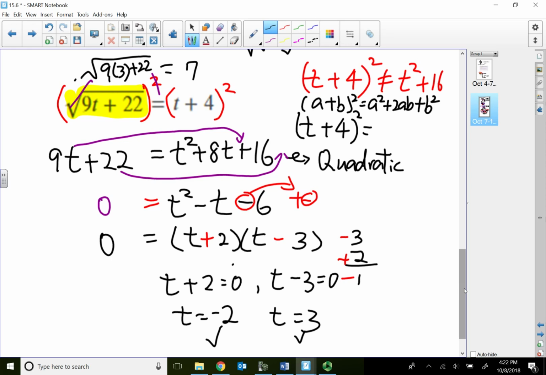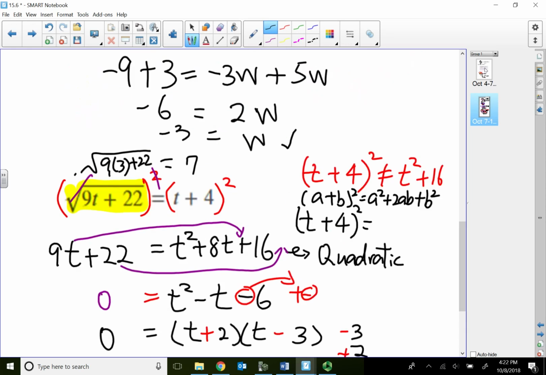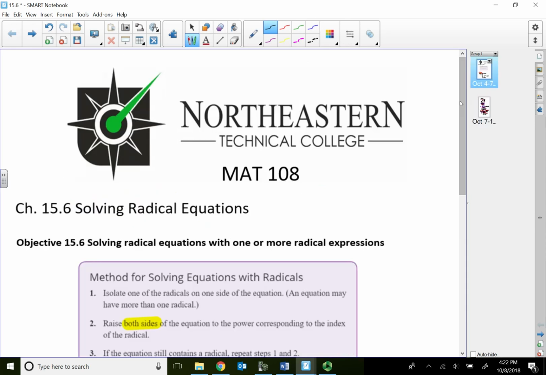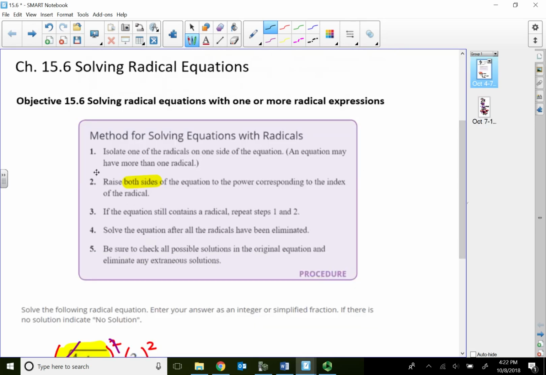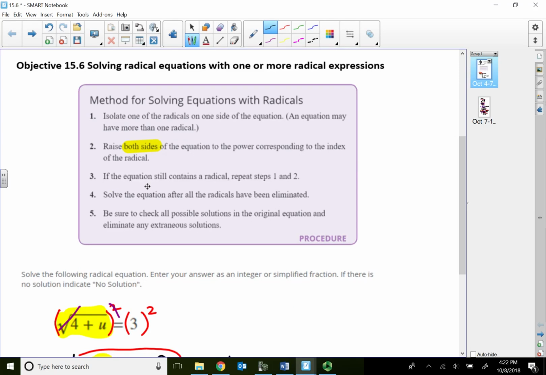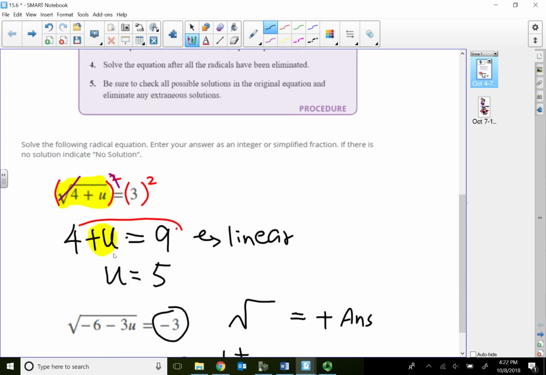All right. So in this lecture video, we talked about how to solve equations involving radicals. You have to isolate the radical term first before you can square both sides or cube both sides. All right. That will conclude this lecture video. Thank you for watching.